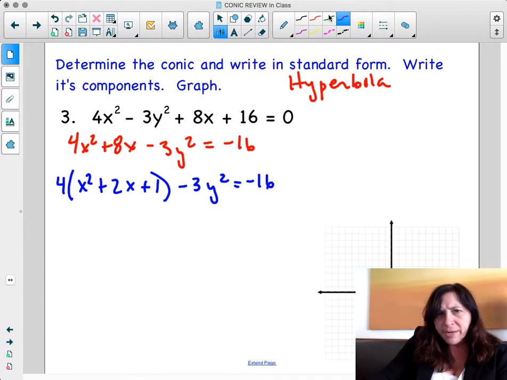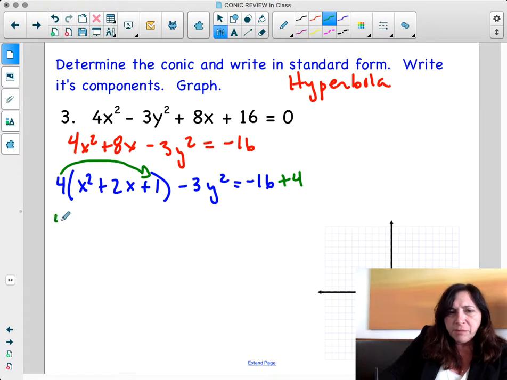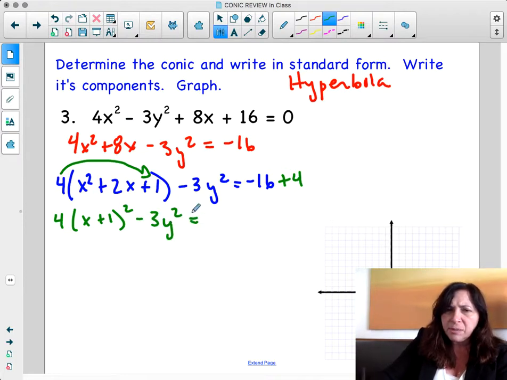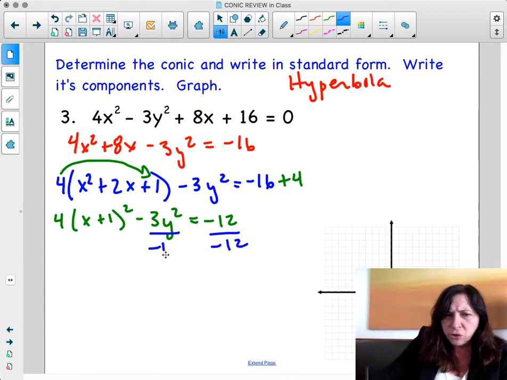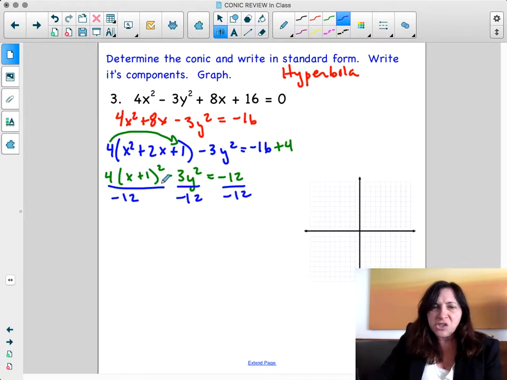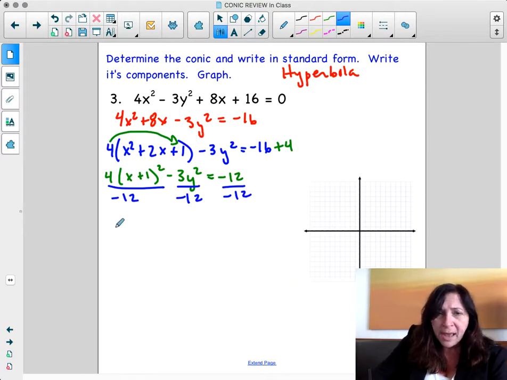Now remember, we temporarily factored out that 4. We need to put that back in so we know what to add to the right-hand side. So that's going to be plus 4. So we're going to simplify. We get 4 times the quantity x plus 1, quantity squared, minus 3y squared is equal to -16 plus 4, which is -12. We're going to divide everything by -12. And in doing that, it's a little bit tricky because dividing by a negative number changes the sign. Where previously I had a -y squared, now it's a -x squared. So what I have is an x plus 1 quantity squared over 3.